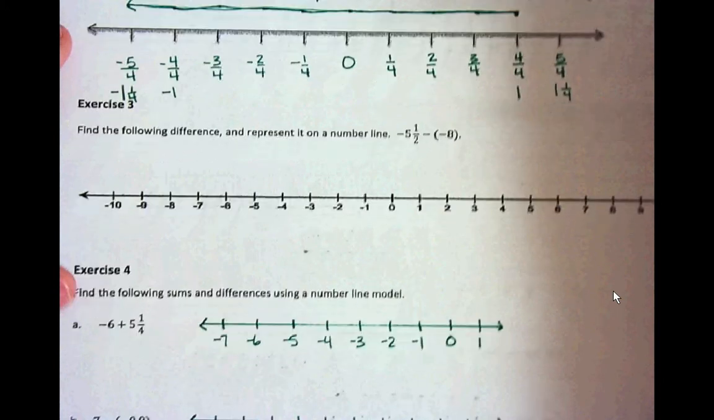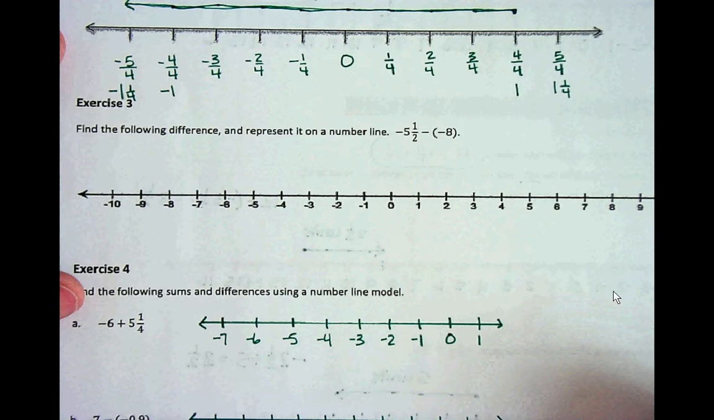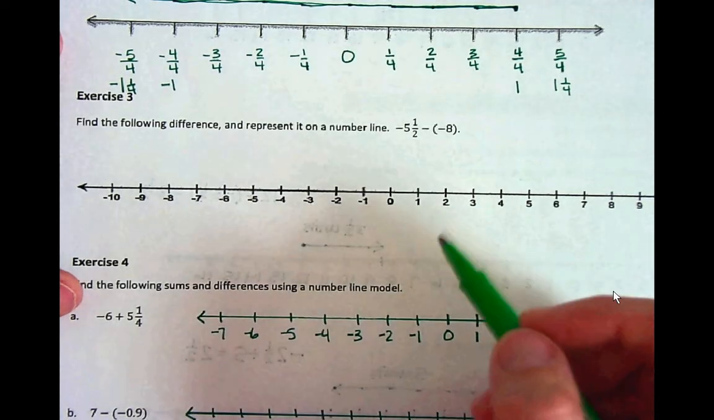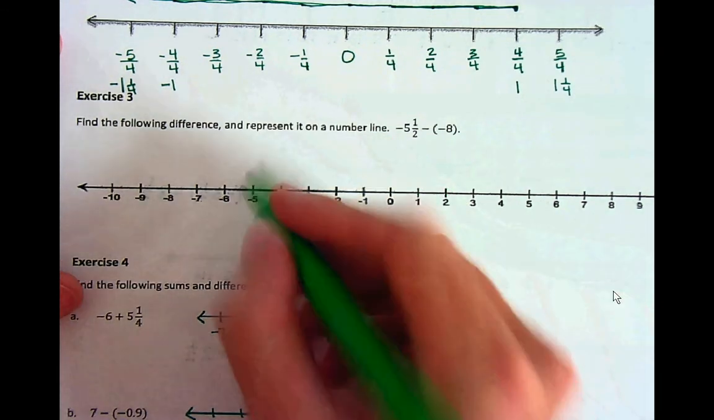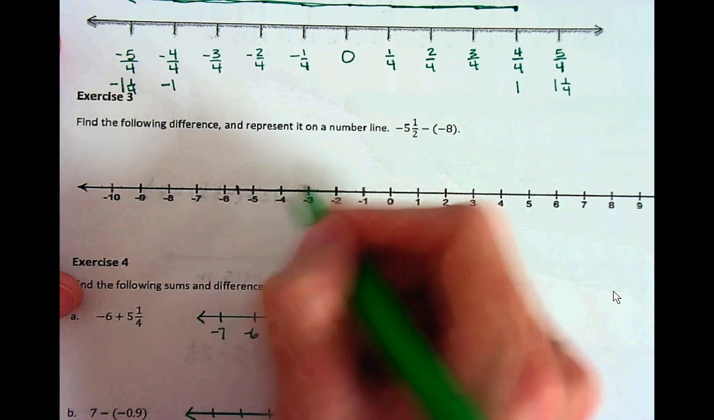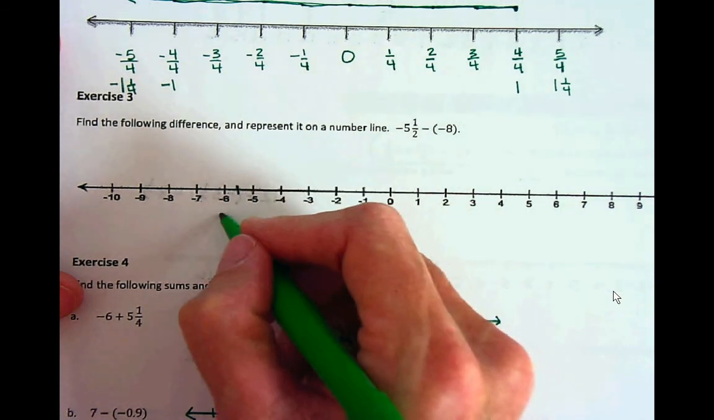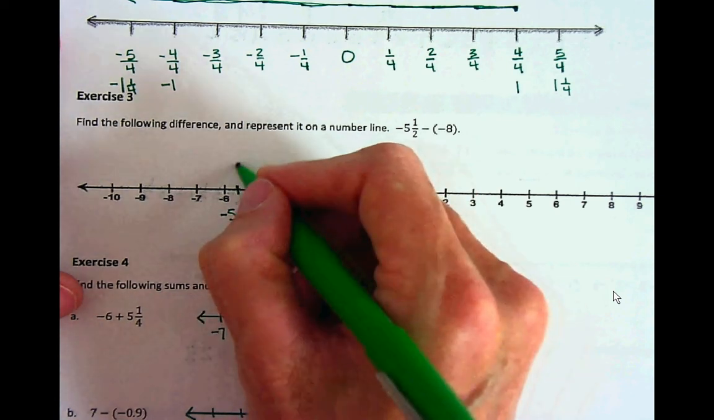All right, exercise 3. Find the following difference and represent it on the number line. Minus 5.5 minus minus 8. So again, if we start at minus 5.5, that is going to be right here. Here is minus 5 plus a minus half is minus 5.5. And we're going to put our tail here.